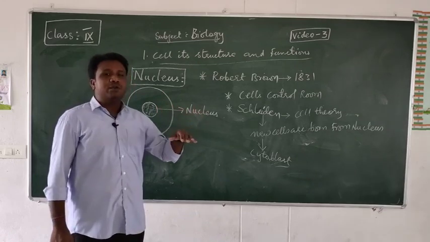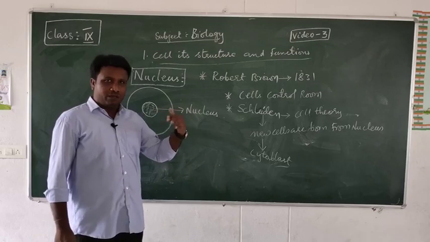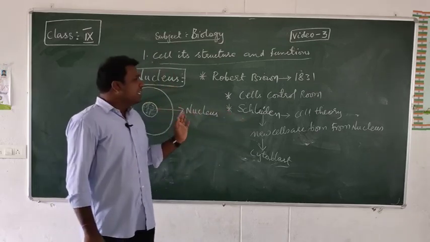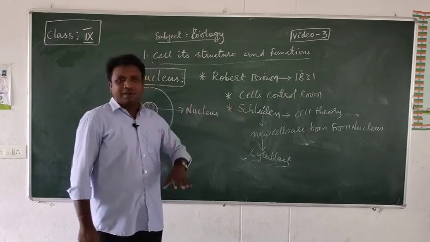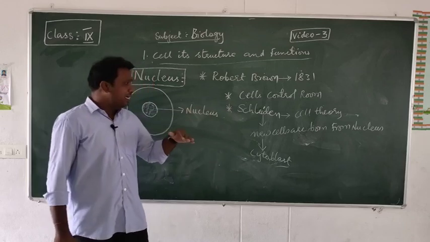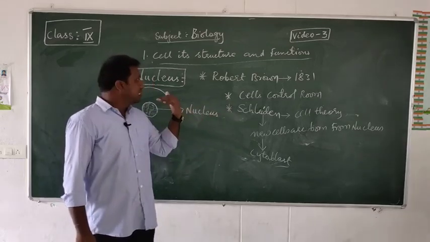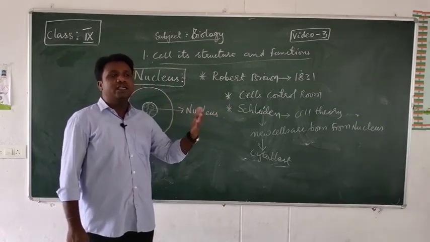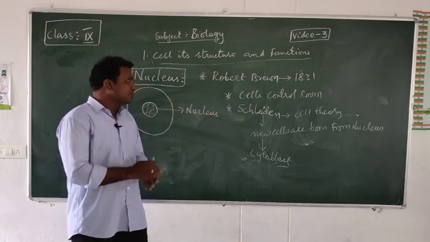And an important scientist, what was his name? Schleiden. What did he propose? He proposed an important theory called cell theory. According to him, regarding the nucleus, he thought that new cells are born from the nucleus, but it is not correct. Schleiden called the nucleus a cytoblast, and he thought that new cells originated from a nucleus.